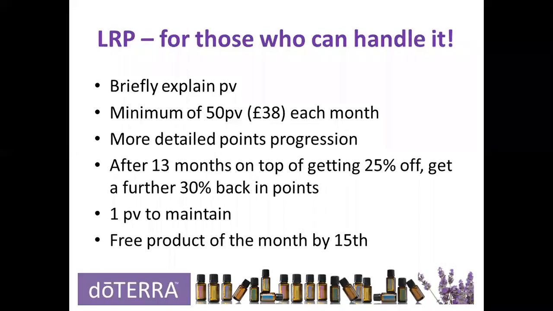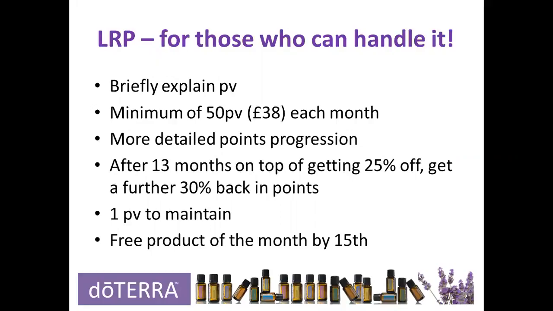So you've said the Loyalty Rewards program is there to benefit those who want to purchase every single month. Then you want to say something like, in doTERRA, there's a doTERRA currency. Every single product has a points value, which is called the PV, and the PV is usually slightly more than the pound value. For example, lemon is about £8.70 and it has a PV of about 11.